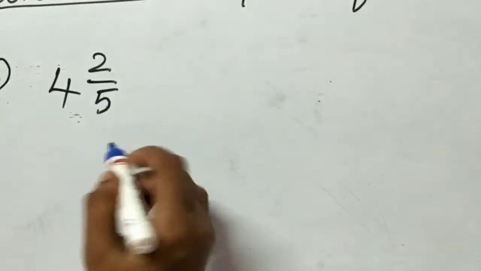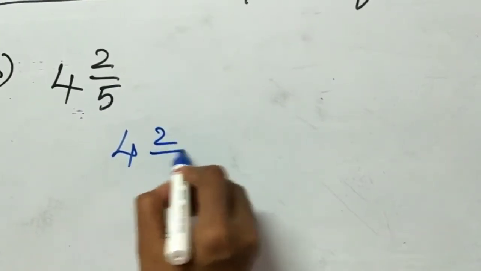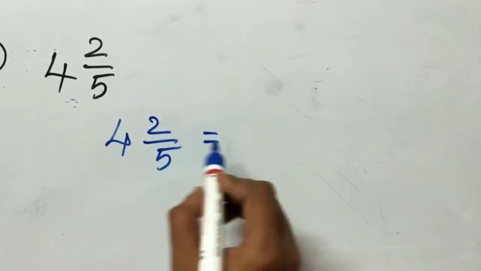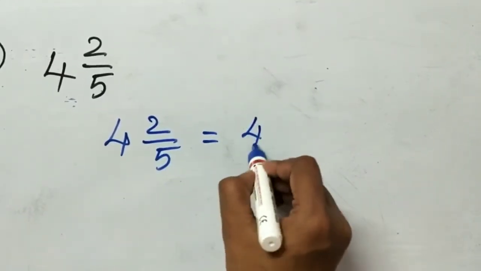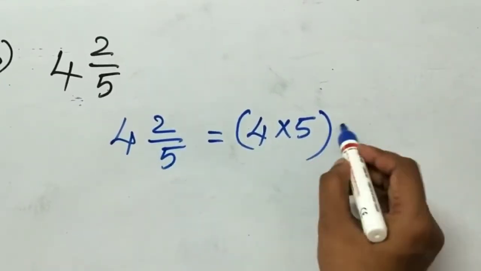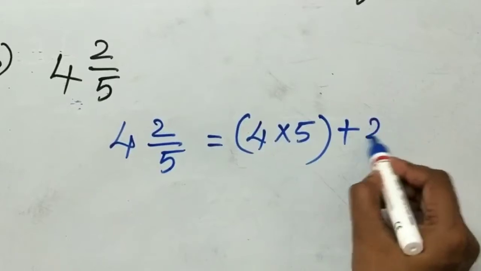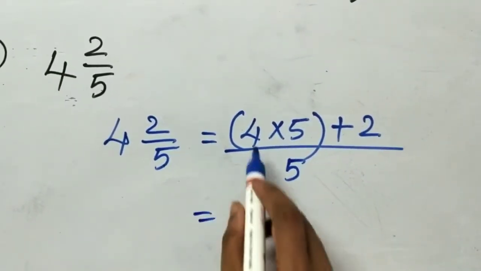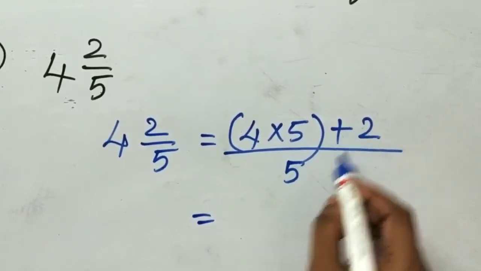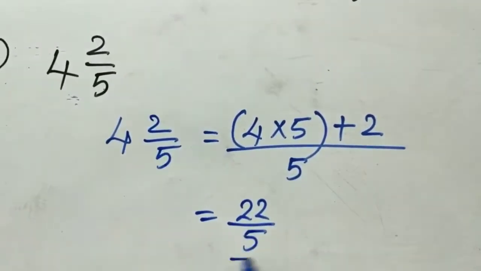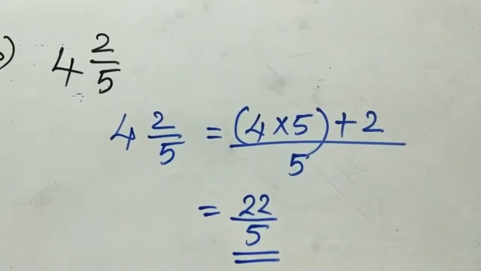Next, 4 and 2 by 5. 4 and 2 by 5 equals 4 into 5 plus 2 by 5. 4 into 5, 20. 20 plus 2, 22. 22 by 5.